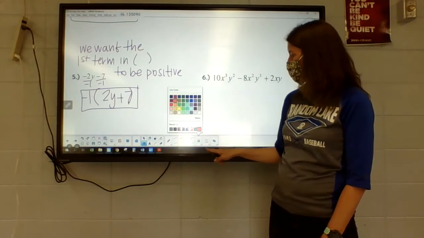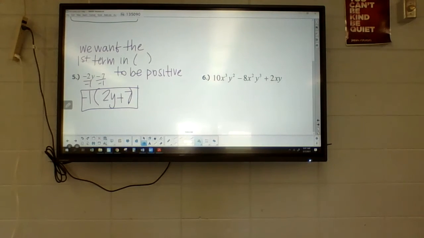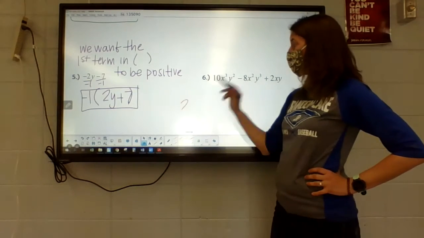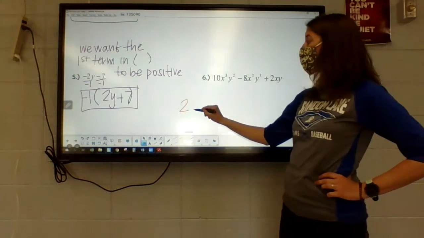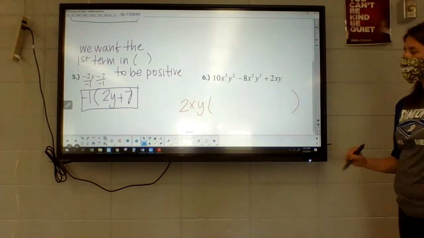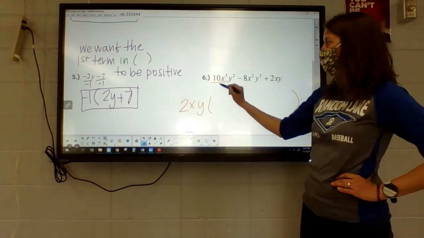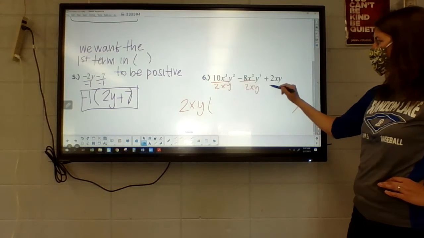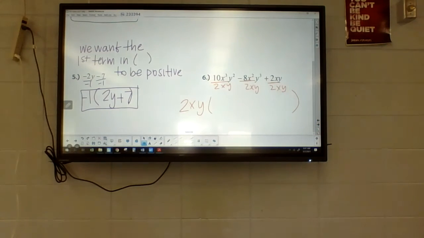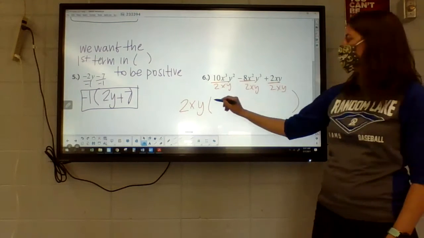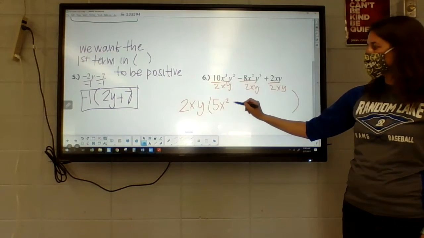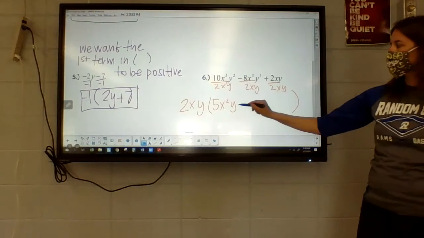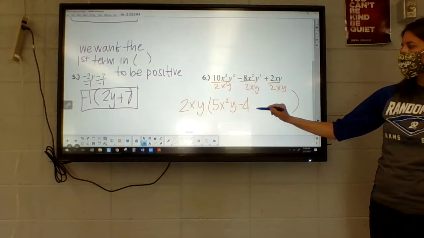All right, this next one. So 10, 8, and 2. What can go into all of them? Yeah, 2. So 2 is our common number. How many x's, how many y's? 1x, 1y. Okay, this one's a weird one too. It doesn't seem like it, but we'll talk about what's important about this one. So 2xy, 2xy, 2xy. So divide each term. So 10 divided by 2. So 3 minus 1 is 2. 2 minus 1 is 1. And 2xy.